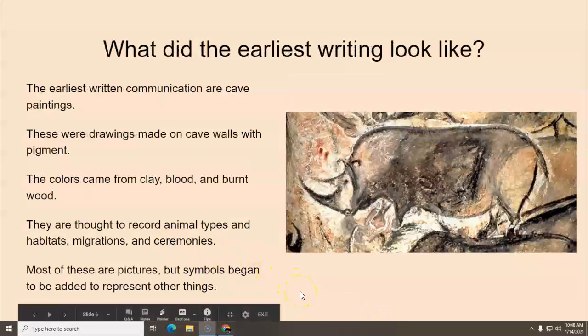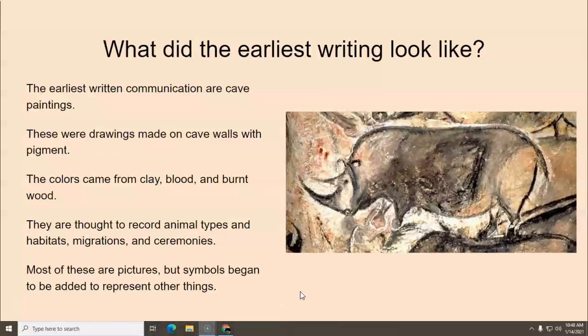So what early writing looked like, the earliest communication, a lot of them were cave paintings, and they were created because humans would dwell in caves. They wouldn't set up house in a cave and stay there all year long, but as they were nomadic and following the herds and things, they would move from cave to cave.